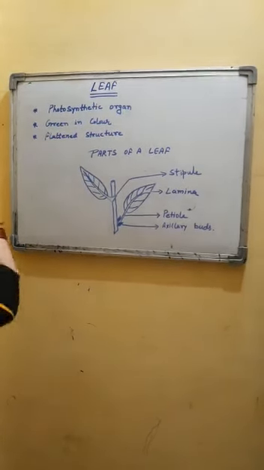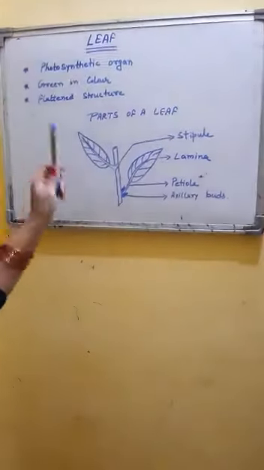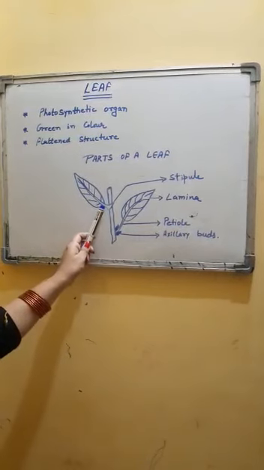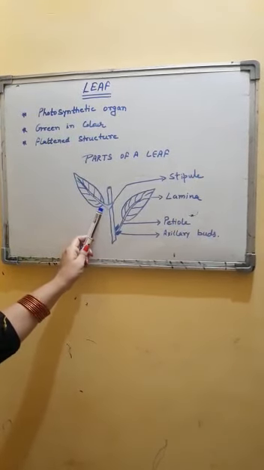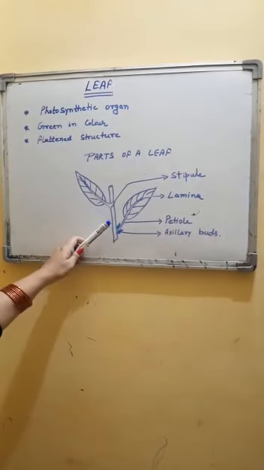Now let's have a look at the parts of a leaf. A typical leaf has three parts. Leaf base. This is the leaf base. Leaf base is the part of the leaf which is attached to the node. There is a bud present in its axil.